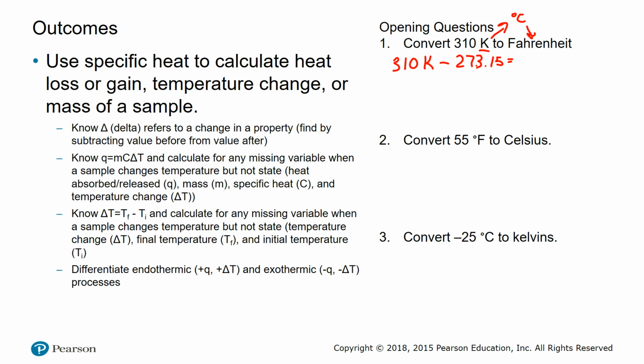All right. So I go here. Now, I don't want to round in between, but I get 36.85 degrees Celsius that I'm going to use in my conversion. So 310 minus 273, unless I did math wrong. All right, now I'm trying to solve for Fahrenheit.